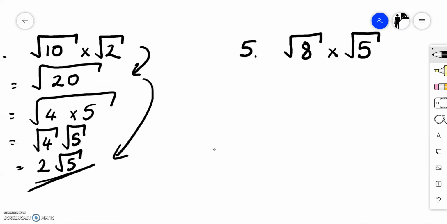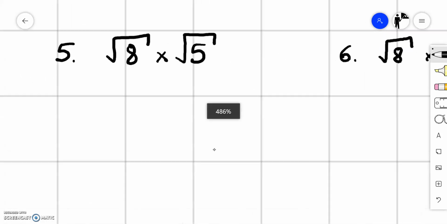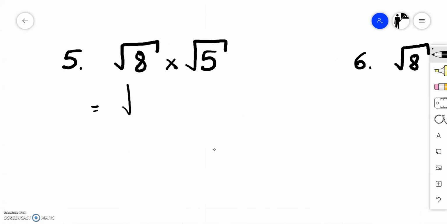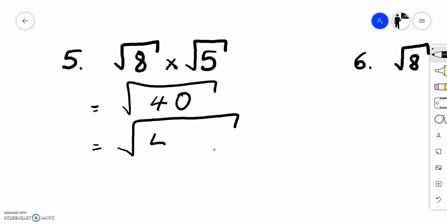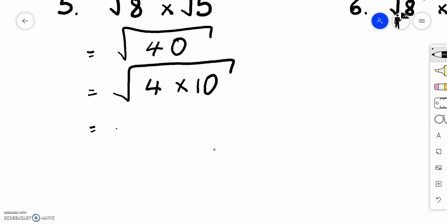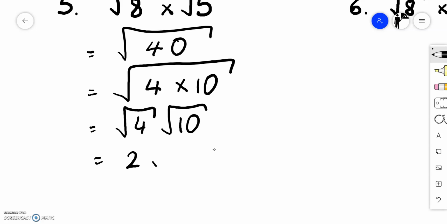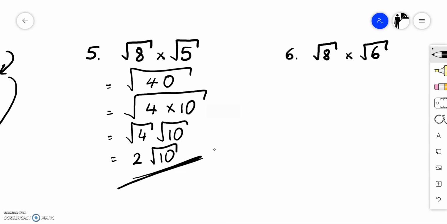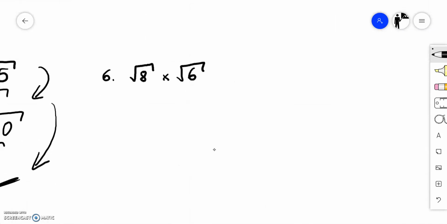Let's have a look at this one. Example 5. Root 8 times root 5. Well, that's going to be root 40. Is there a square number that goes into 40? Yeah, 4. That's going to be 4 times 10. Can we split that up? Root 4 root 10, which is 2 lots of root 10. And there's our answer. So we multiply and then we simplify. Let's have a look at this next example.